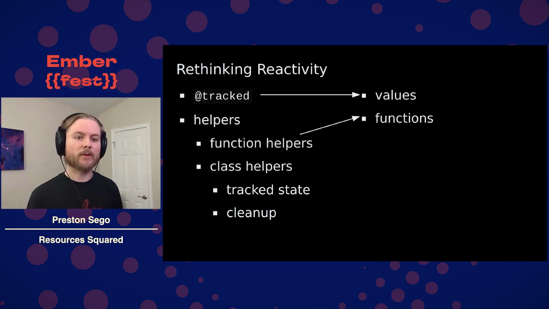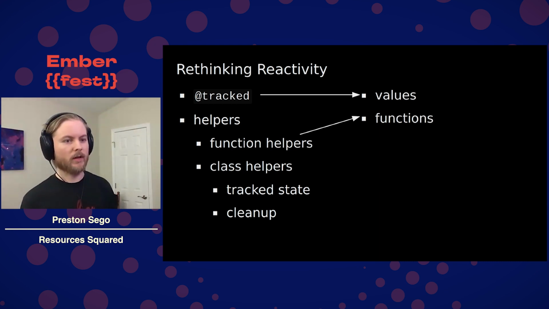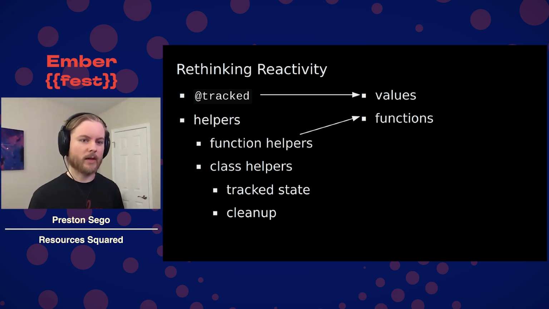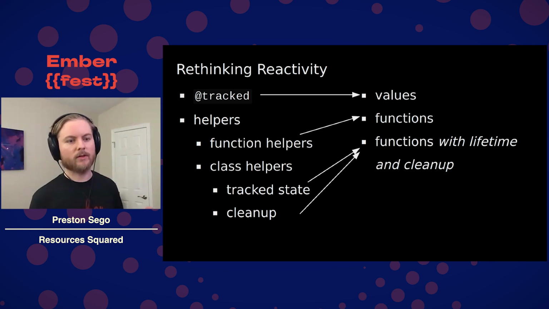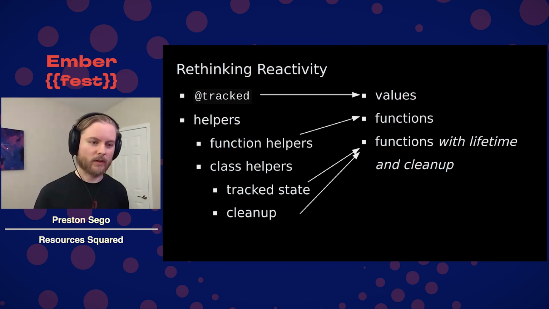For function-based helpers, we can use plain JavaScript functions. And supporting plain JavaScript functions as a reactive primitive, as well as their arguments, is essential for reducing the number of abstractions folks need to learn when they learn Ember. For class-based helpers, we can use a new primitive, functions with lifetime and cleanup. This allows us to compose our value primitives for managing state throughout the lifetime of the parent object, and then we can have optional cleanup, and we'll expand on both of those concepts momentarily.